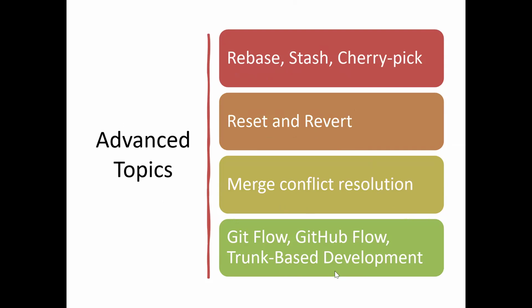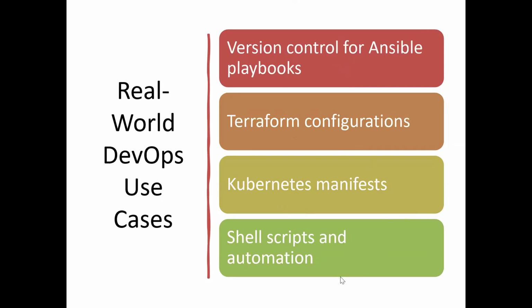Others are discussed theoretically. Real-world DevOps use cases: how to do version control for Ansible playbooks, Terraform configuration, Kubernetes manifests, shell scripts, and automation. I'm not going to write any playbook. I'm not going to create any script for Terraform or Kubernetes. But once you walk through this course, if you are a DevOps engineer and you want to manage your Ansible playbooks or Terraform configuration files or Kubernetes manifest files or shell scripting, then you will be able to manage that code.